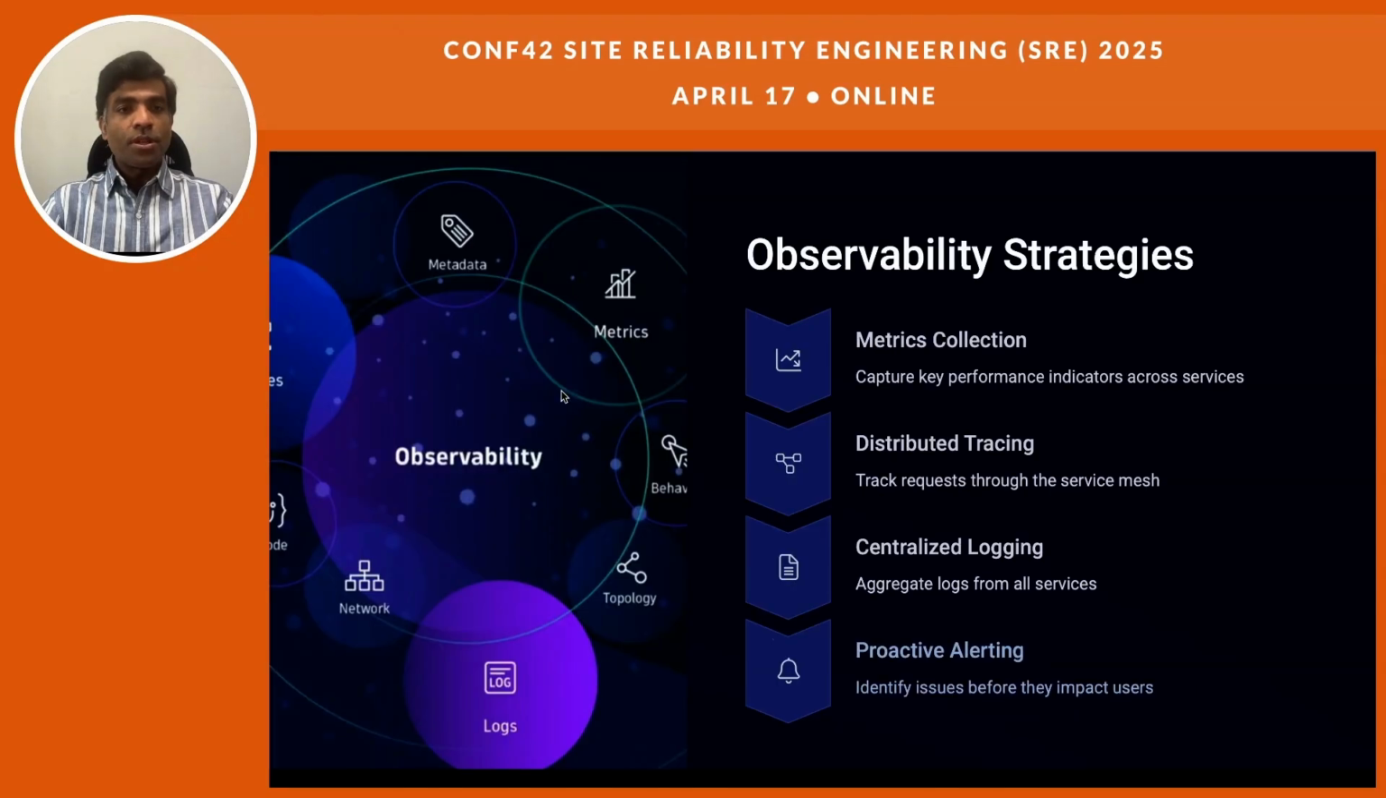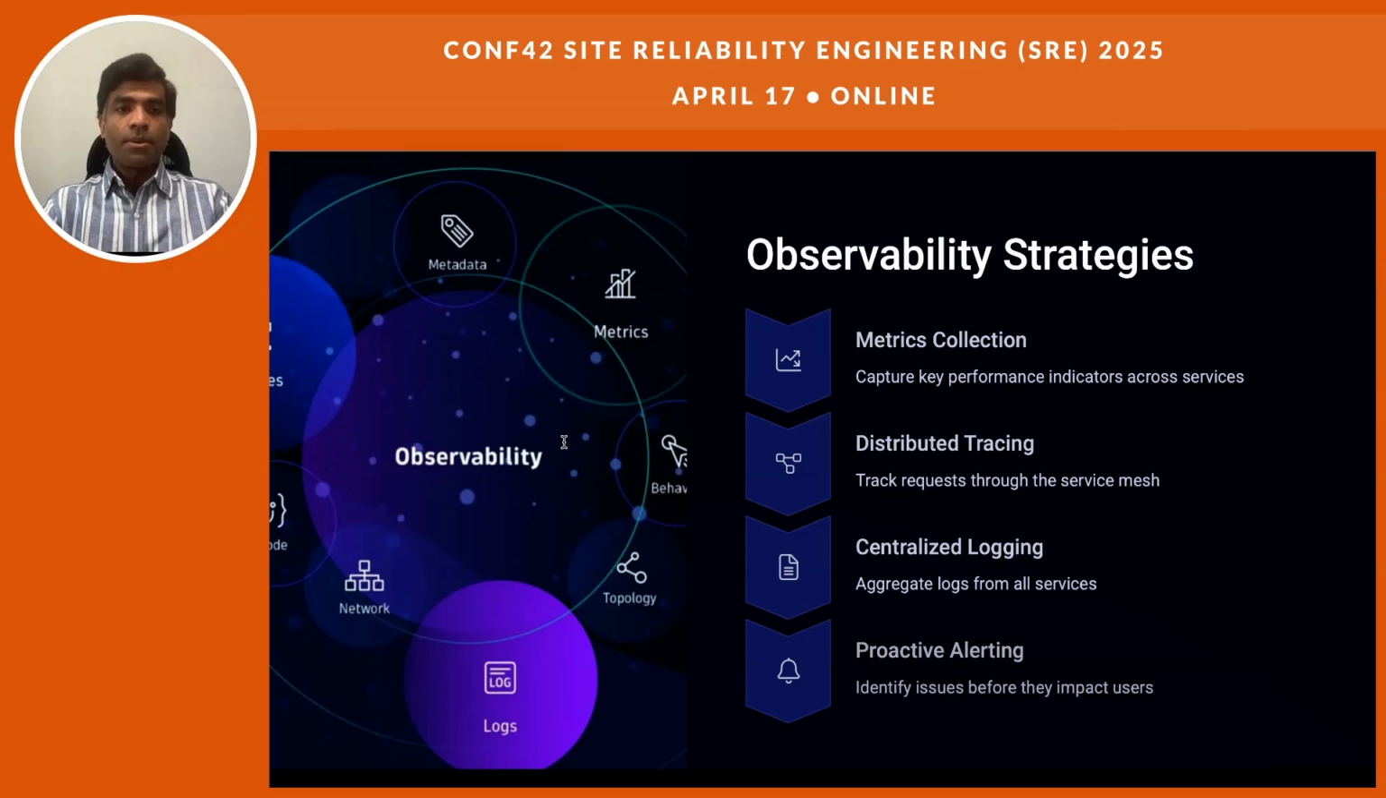Let's move on to the next slide. We will talk about some of the observability strategies that we can use in microservices to ensure smooth operation and maintain the resilience of the microservices architecture. Metrics collection is a foundational strategy for observability, which enables the tracking of key performance indicators across all the different microservices. Metrics like response times, error rates, and resource utilization provide a quantitative understanding of the system's performance.